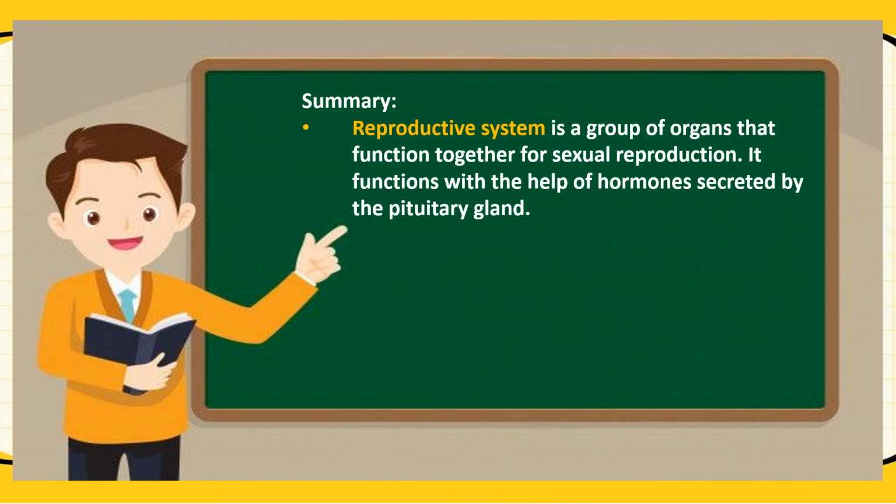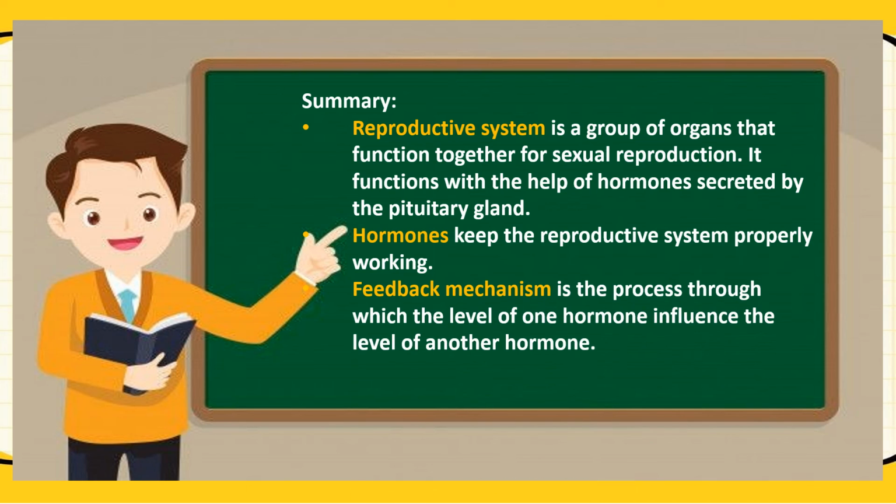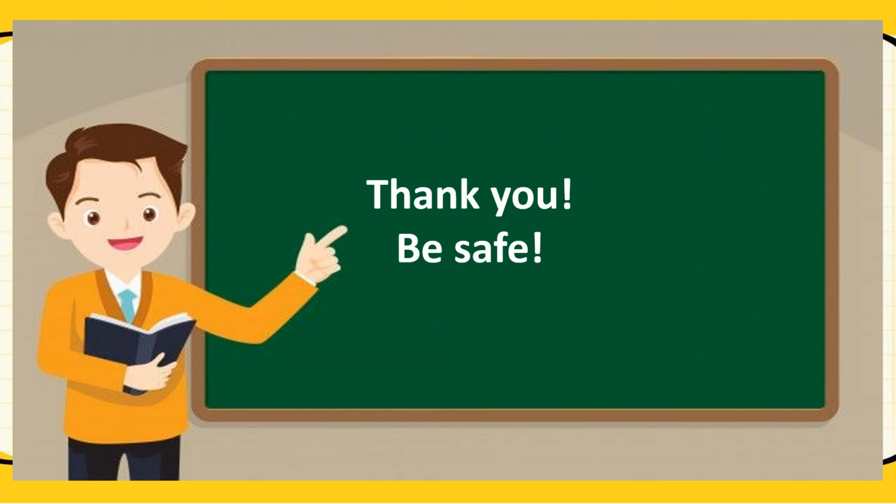To summarize it all, so the reproductive system is a group of organs that function together for sexual reproduction. It functions with the help of hormones secreted by the pituitary gland. Then, hormones keep the reproductive system properly working. Feedback mechanism is the process through which the level of one hormone influences the level of another hormone.